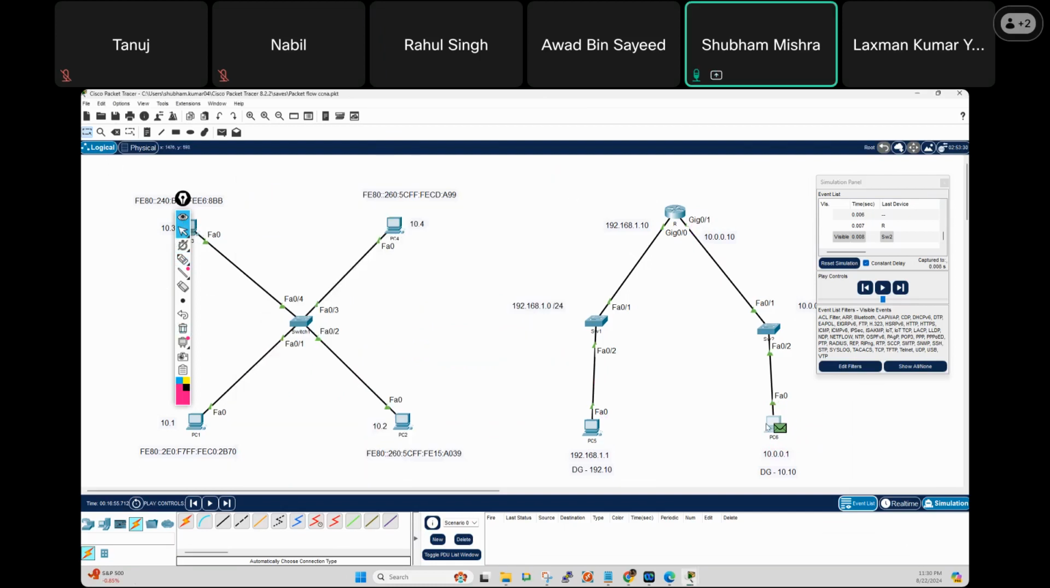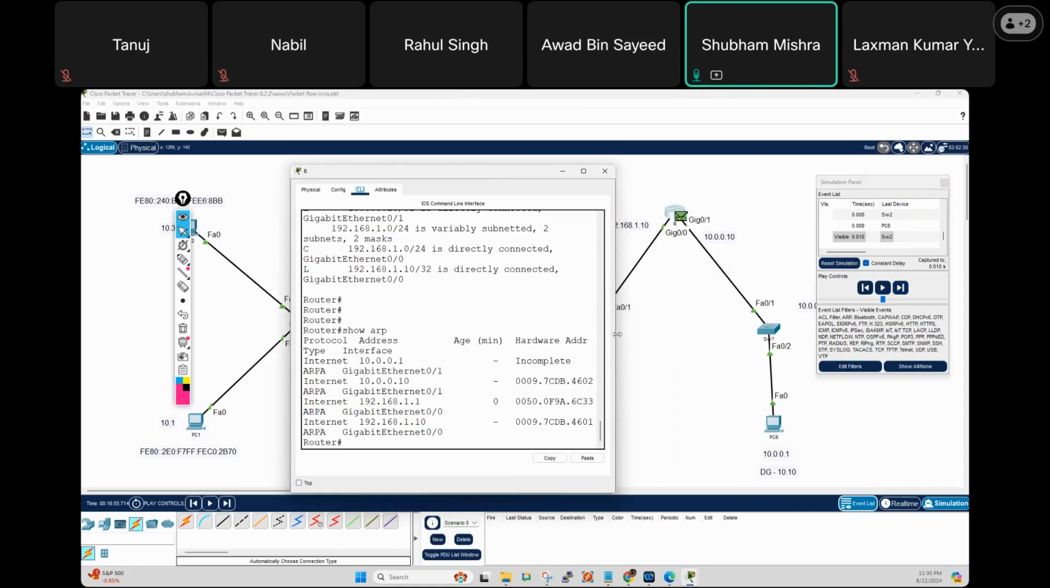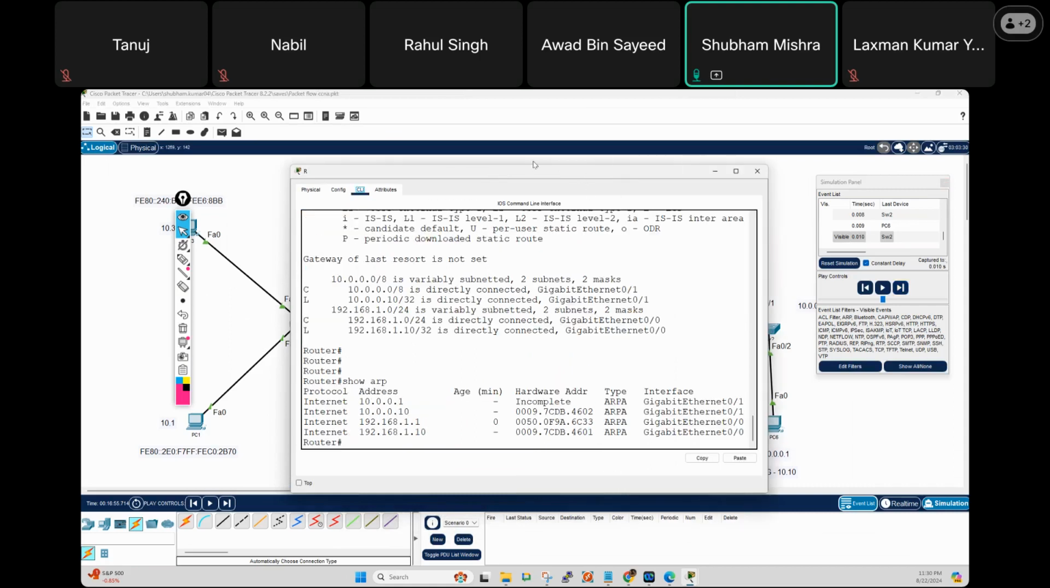So the PC already learned the MAC address, right? This PC generates the ARP reply. So this ARP reply will reach the switch. The switch forwards this to the router. What will the router do? The router learns the source MAC address and makes the entry in which table? The ARP table. Yes or no?